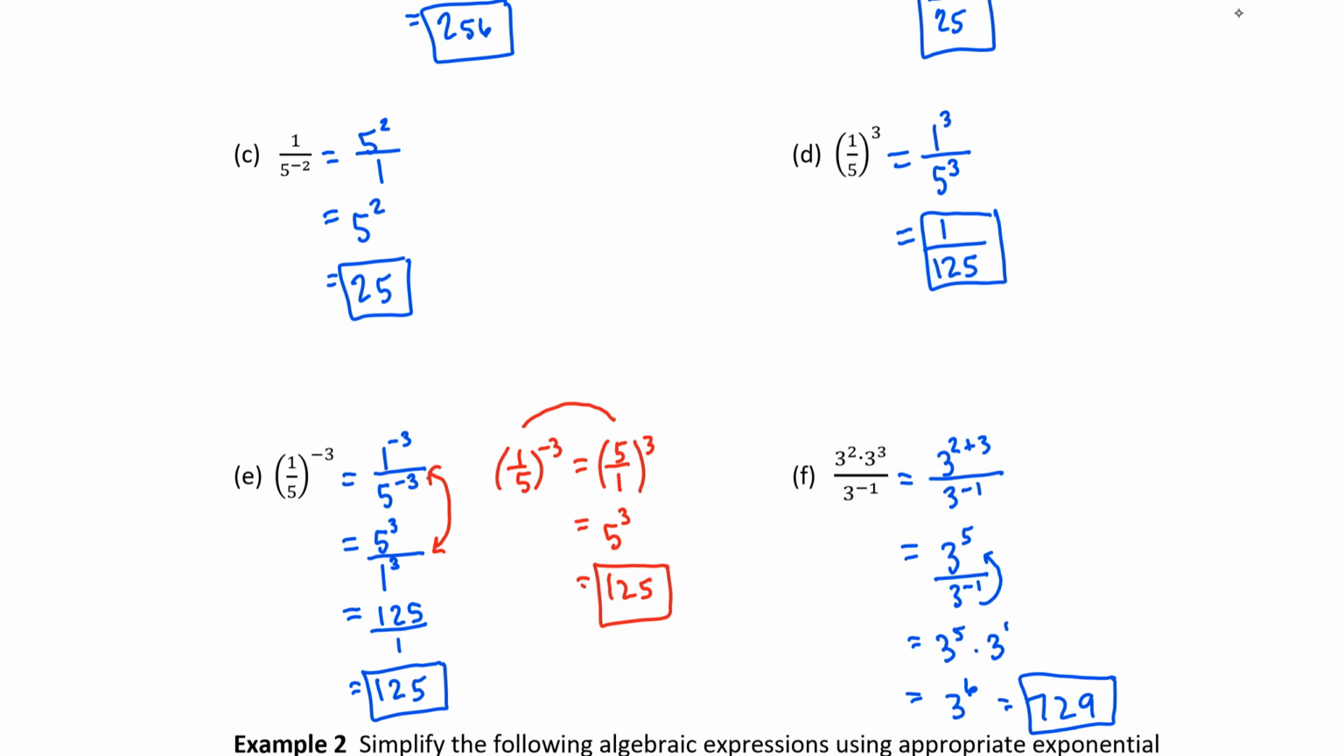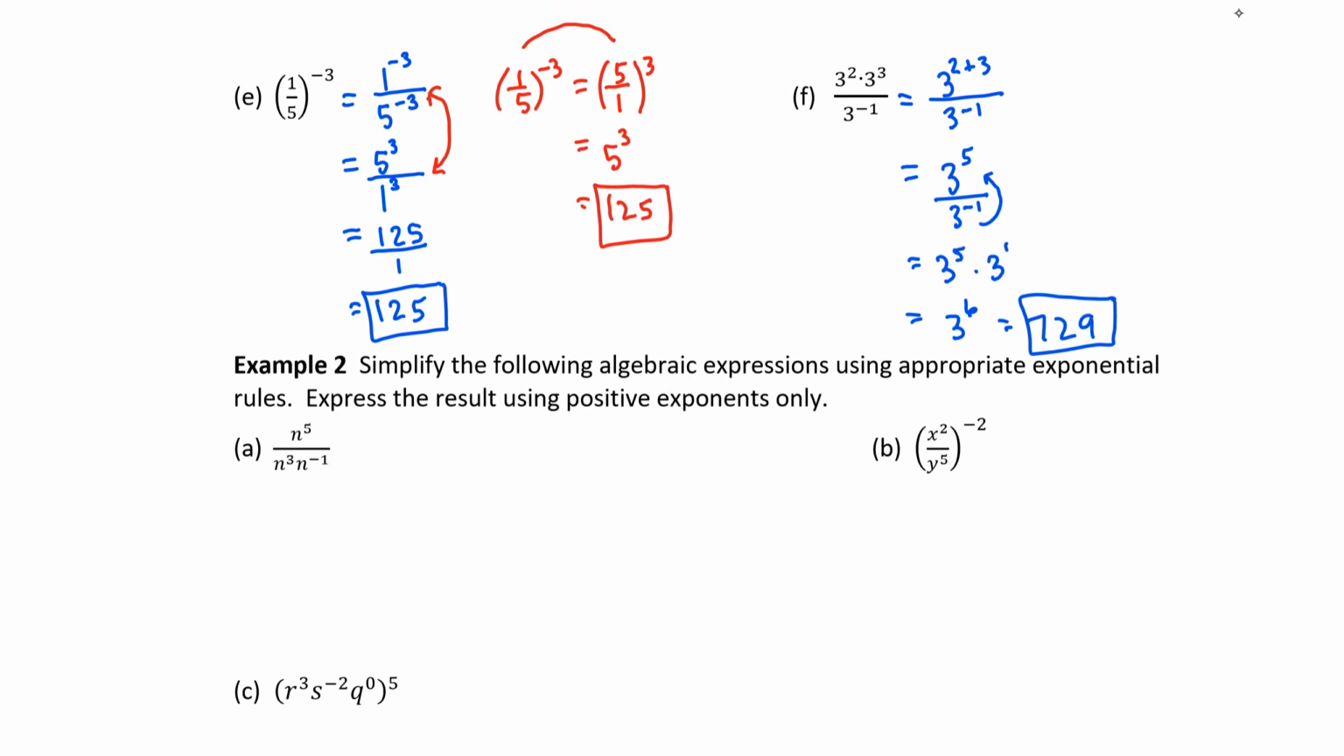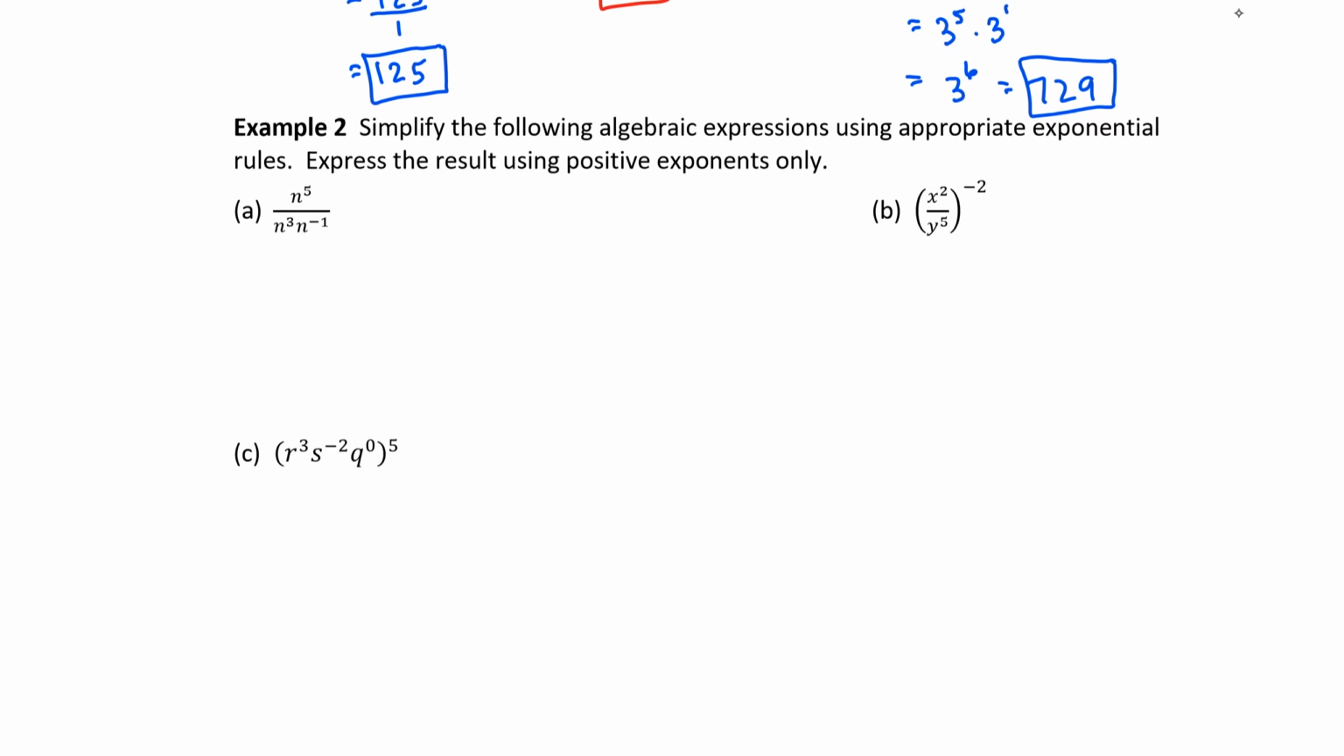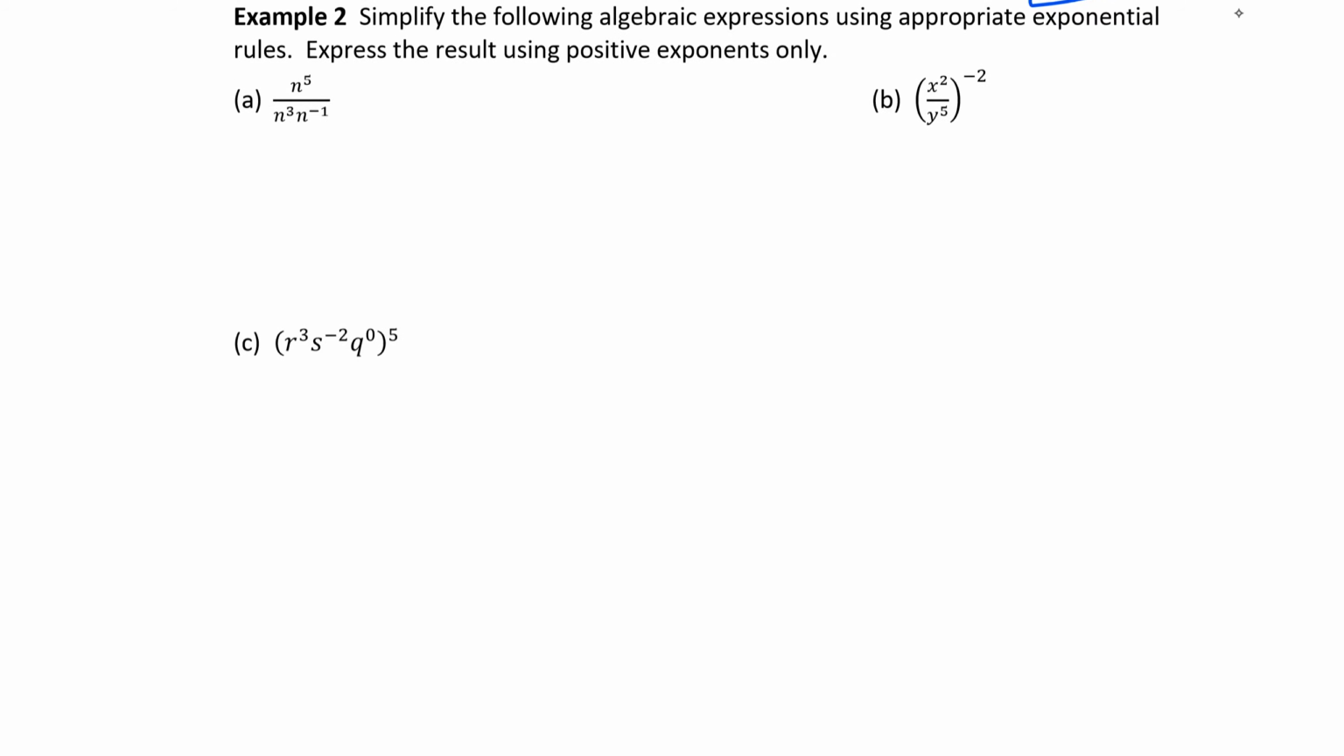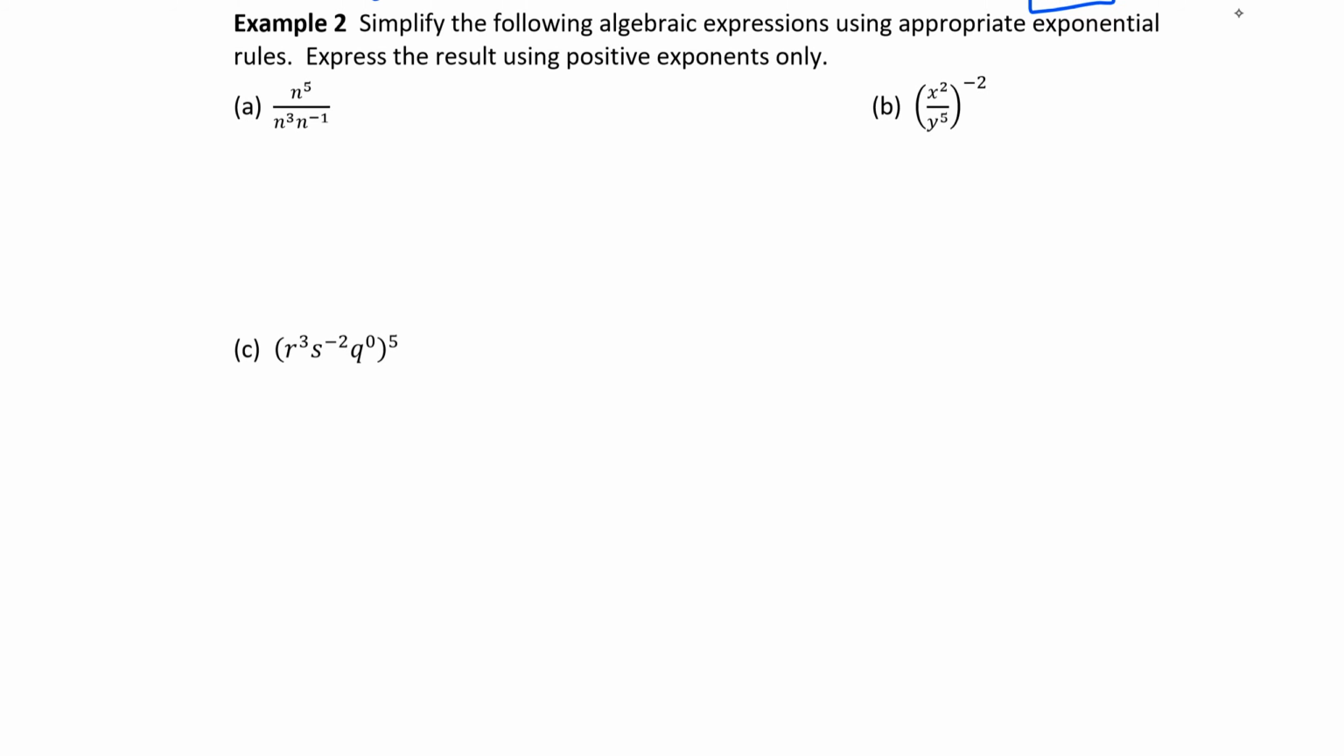So those are pretty straightforward applications of those rules because they involve numbers, but let's see if we can apply those rules to expressions with variables. In example 2, we're going to simplify the algebraic expressions using our new exponential rules and express the results with positive exponents only. So on example A, there's several ways we could go here.